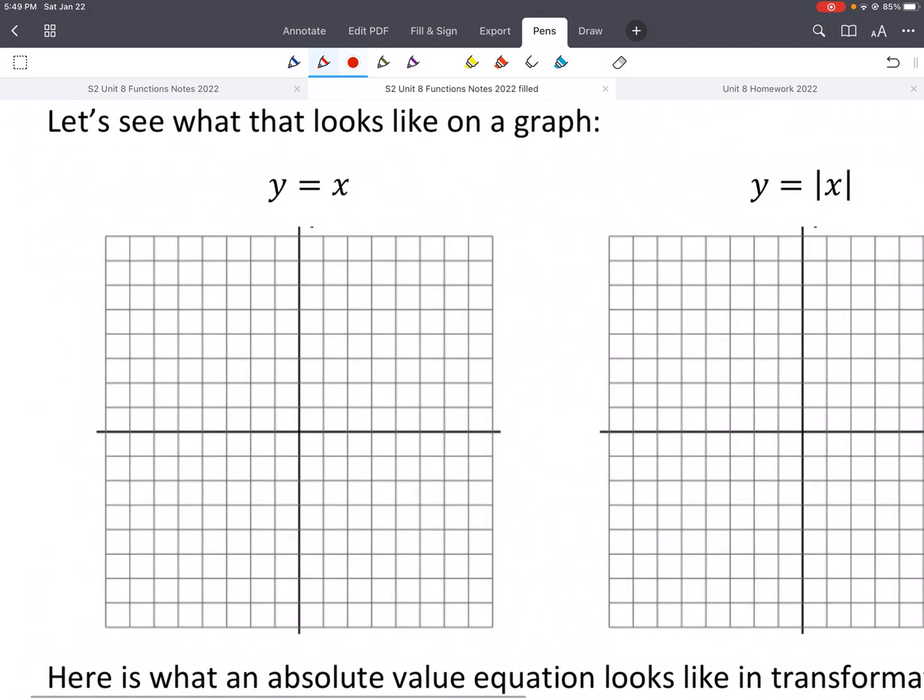All right, what do they look like? What does an absolute value function look like? So we'd want to maybe start with the parent graph of a linear equation. Okay, this is like y equals mx plus b, where m is 1 and b is 0.